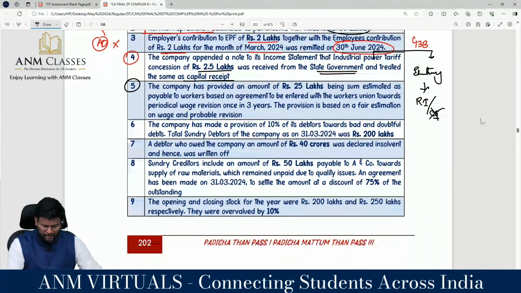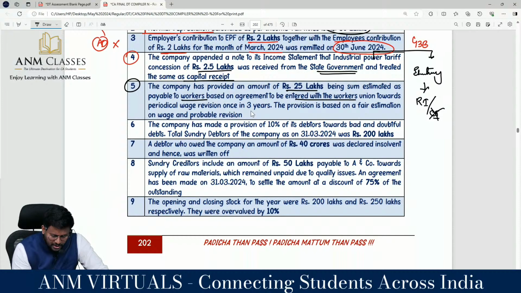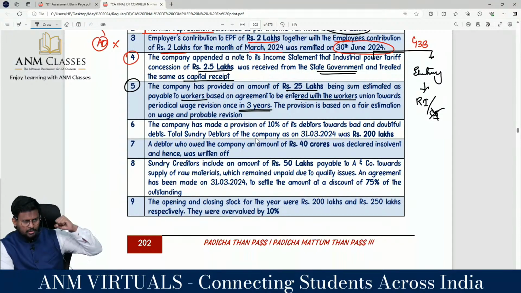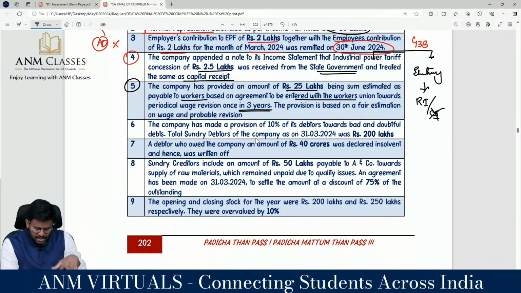Company has provided an amount of 25 lakh being sum estimated as payable to workers based on agreement to be entered with the workers union towards periodical wage revision once in 3 years. Wherever employees are there, problem will be there. They will be creating a union. Even in this company, employees have a trade union. They said that we want wage revision, because of us you are earning so much, our hard work is important, you must give us wage revision.